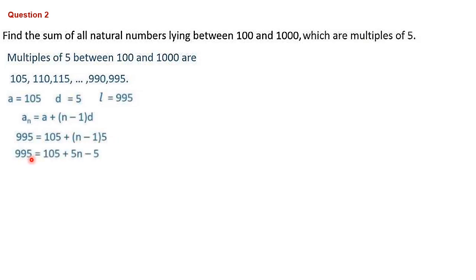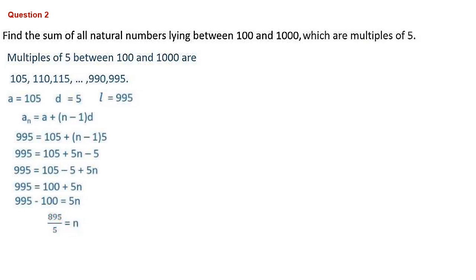Then 995 is equal to 105 plus, remove the bracket, n into 5 is 5n minus 5. Then 995 is equal to 105 minus 5 plus 5n. This step is not necessary actually, we are just grouping. Those who are feeling difficulty with the calculation can use it, or else directly you can go to this step. 995 is equal to 105 minus 5, which is 100, plus 5n. Then take this 100 to the left. 995 minus 100 is equal to 5n. So this gives us 895 by 5, that is n.